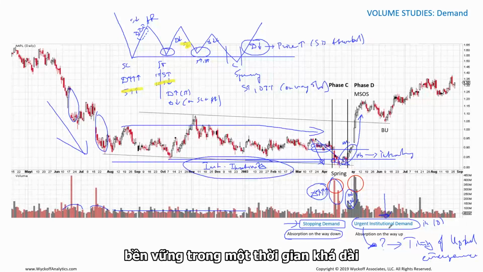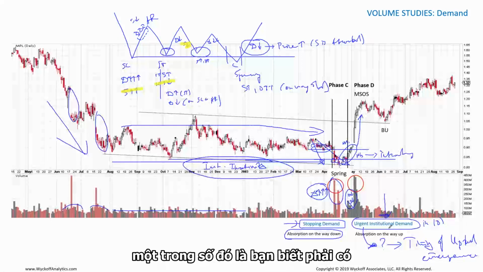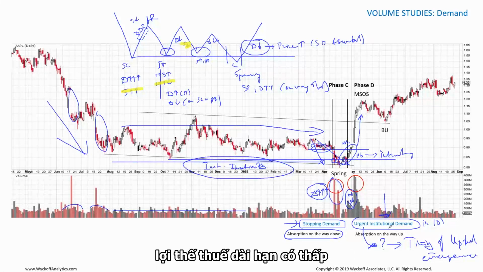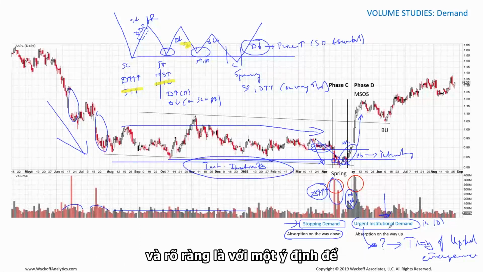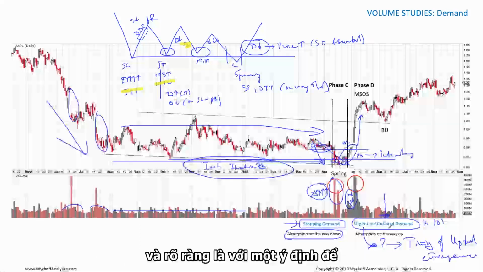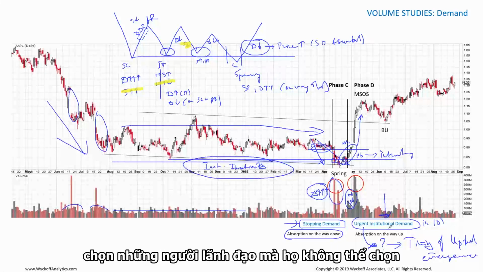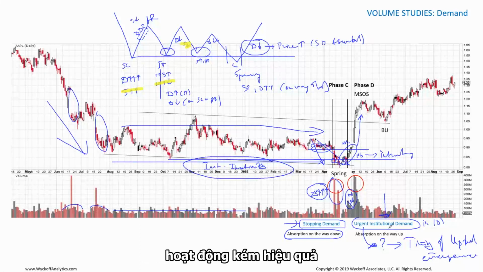then you could make a deduction here that it's not only going to be a leadership stock, but that the trend is going to be sustainable for quite some time, because institutions don't buy for a couple of weeks, a couple of months. No, they hold on to their positions based on the requirements that they have, and one of them is to have long-term tax advantages, have a low turnover ratio within their portfolio, and obviously with an intent to outperform the market, so they have to pick the leaders. They cannot pick just the stocks that are going to underperform.